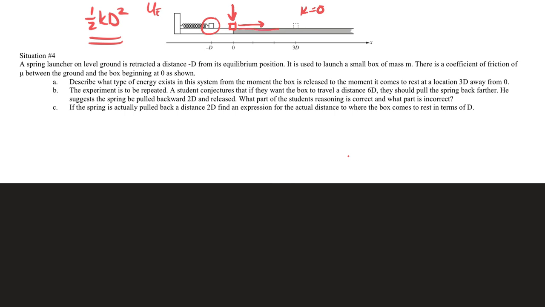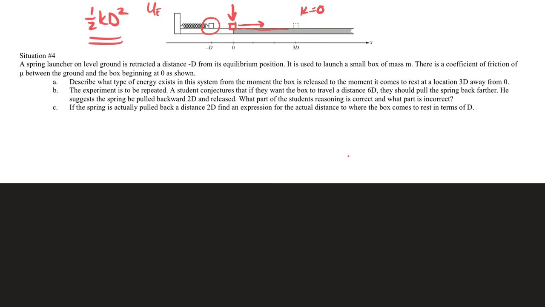It heated up the surface here as that energy was taken away from the block and given to the table or whatever it is. So I don't know that you'd have to talk about the thermal energy, but you should talk about the fact that the frictional force did work on the box to take the energy away from the box.